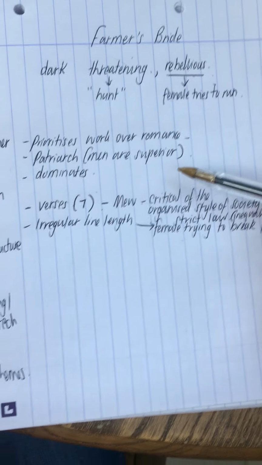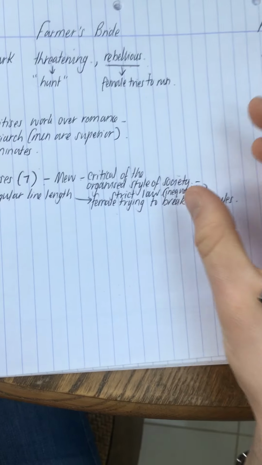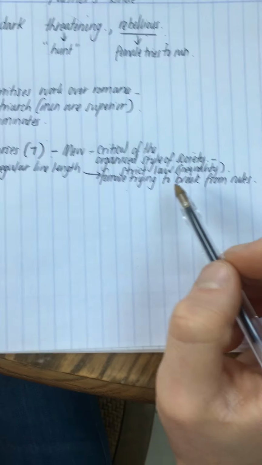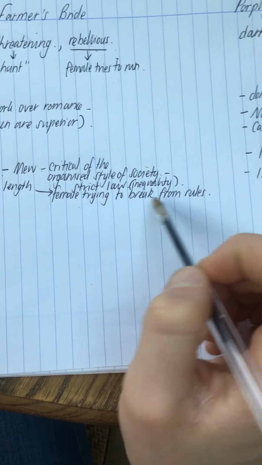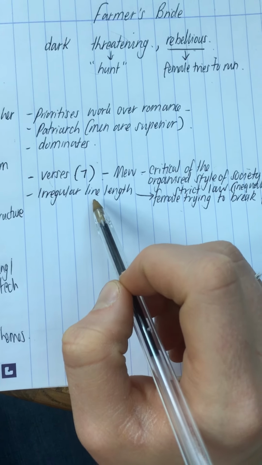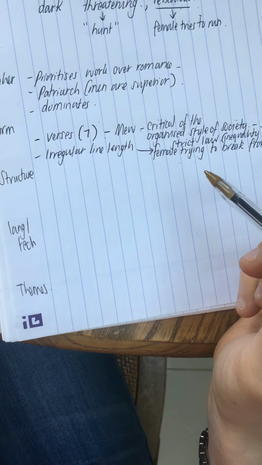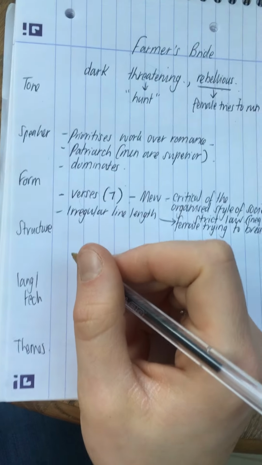It shows how these strict, organized laws are put in place for females to obey. This female in this poem is trying to break away from them through the use of the irregular line length. I hope you understand that. All right, so now we go down to structure.